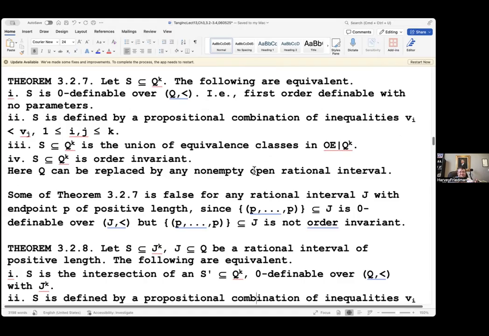The following are equivalent. S is zero definable over Q with less-than, meaning first order defined with no parameters. S is defined by a propositional combination of inequalities. S is the union of equivalence classes, and S is order invariant. These are all the same. And also you can replace Q with any non-empty open rational interval.